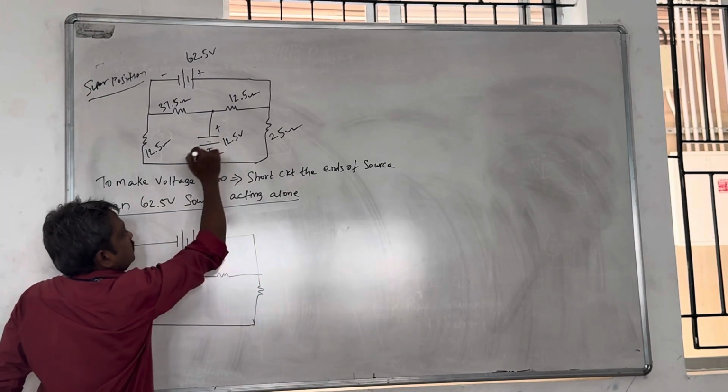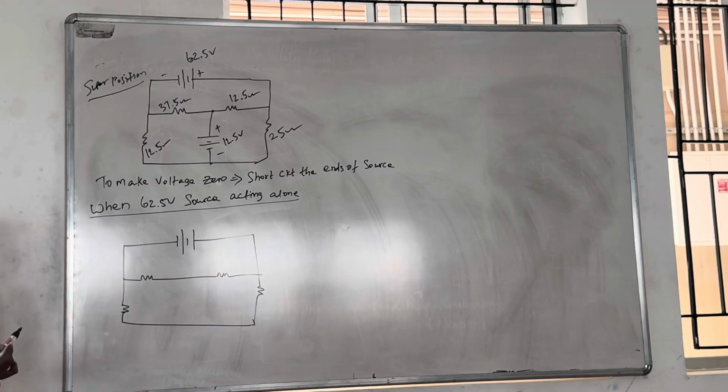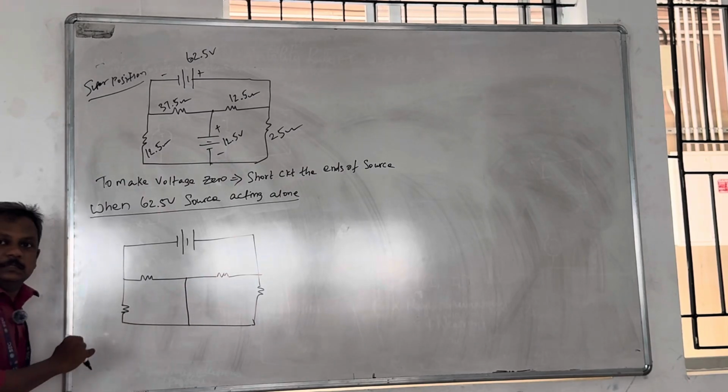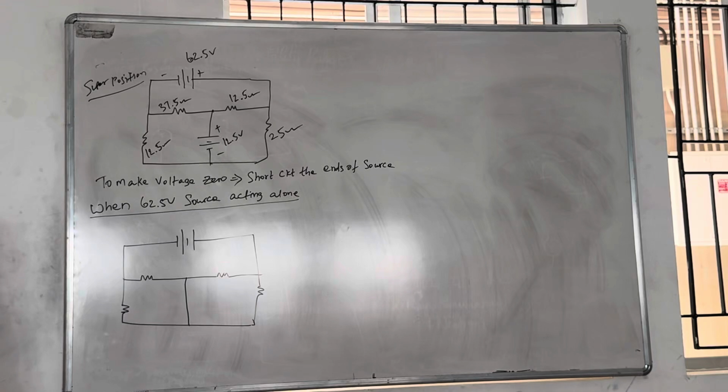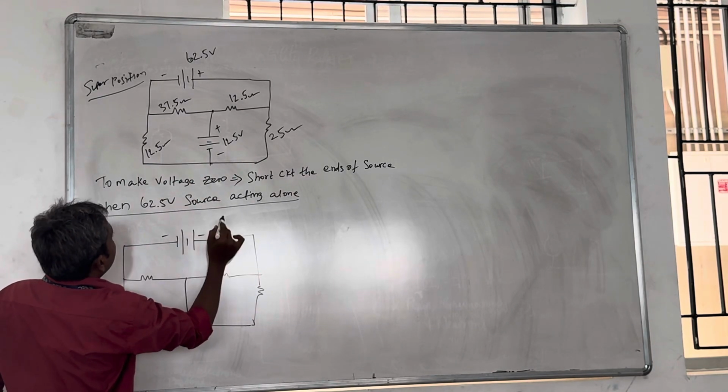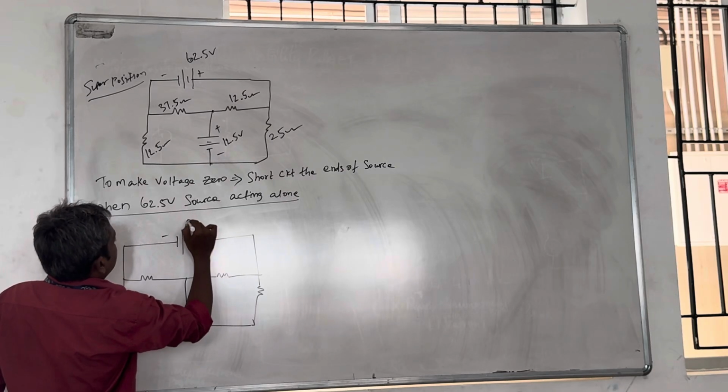I have to replace this 12.5 volt source. How can I replace it? Since this is a voltage source, what I have to do is short circuit both ends. Then the circuit becomes like this, right? Can you understand the concept? Remaining all will appear the same.